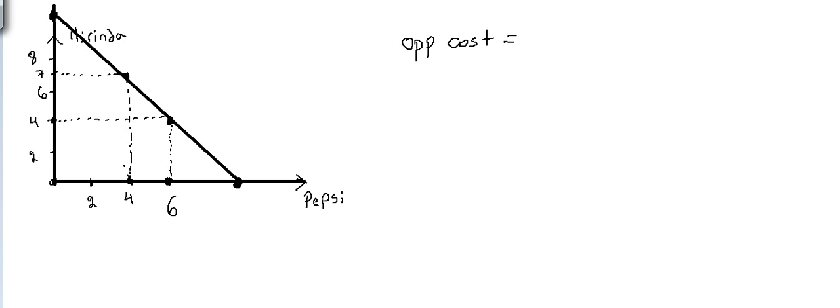Let's do a graph before finding the opportunity cost. I don't know if the given is correct, but let's say this is for Pepsi and this is for Miranda. By producing 4 Pepsi, we produce 7 Miranda. By producing 6 Pepsi, we produce 4 Miranda. So as Pepsi increases, the Miranda decreases, right? If we produce, let's say, 8 Pepsi, maybe it will be 0 Miranda.